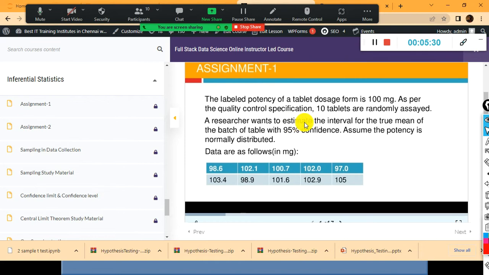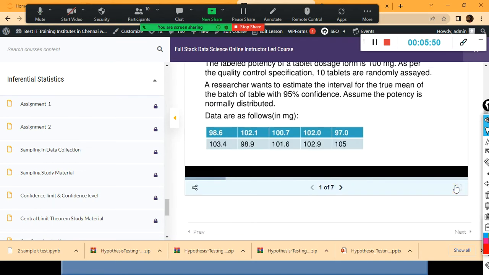A labeled potency of a tablet dosage form is 100 mg. As per the quality control specification, 10 tablets are randomly assayed here. A researcher wants to estimate the interval for the true mean of the batch of tablets at 95% confidence. Assume the potency is normally distributed.